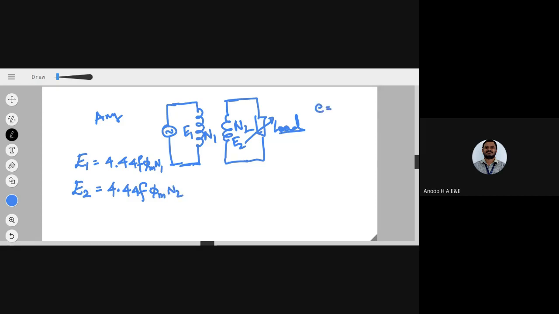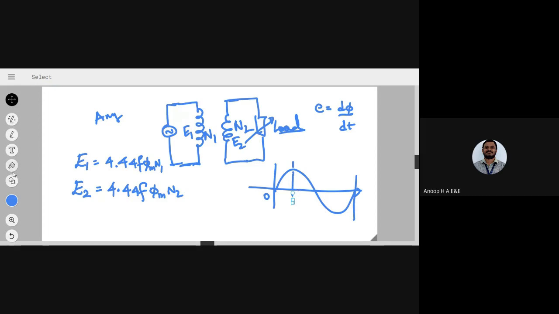We start from the basics, that is d phi by dt. I have the sinusoidal expression here. The maximum value of the flux which is linked with the coil is taken into consideration. This would be T by 4, and this value would be equal to the maximum value of flux. The alternating value of flux is phi m sine omega t.